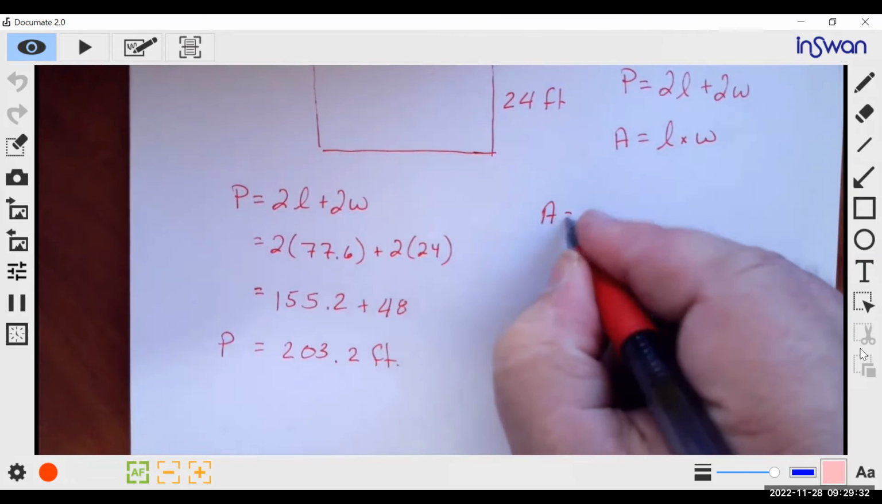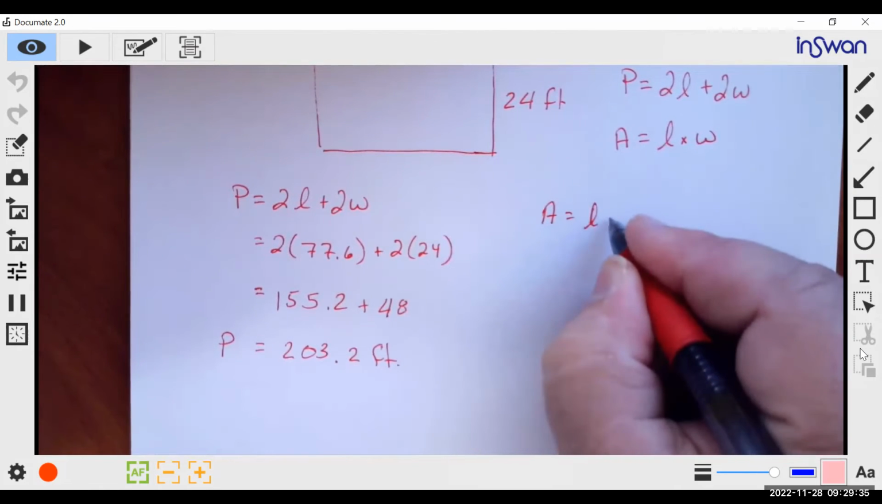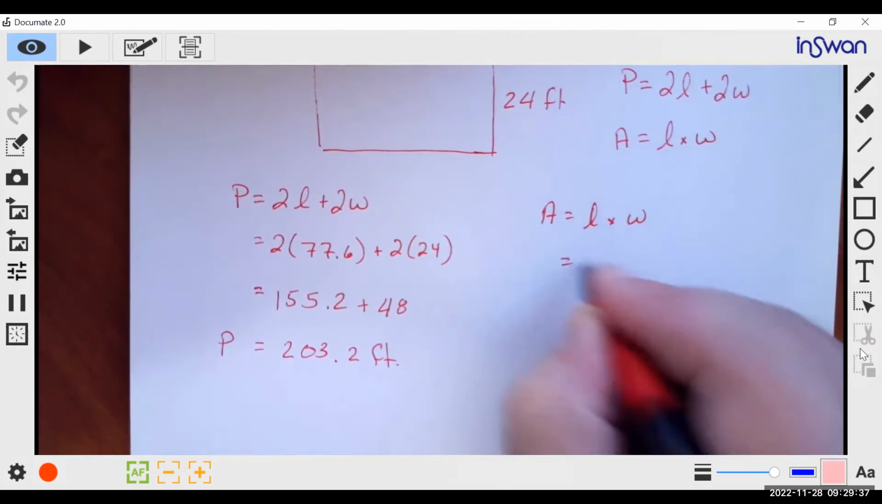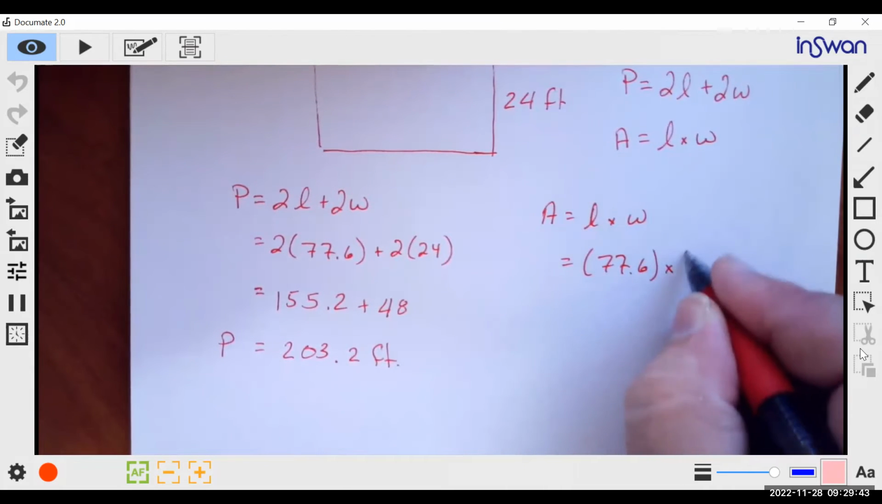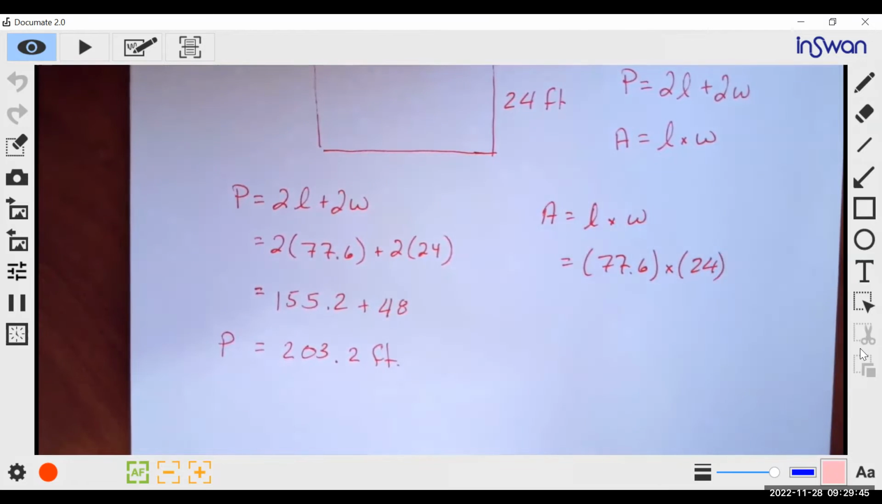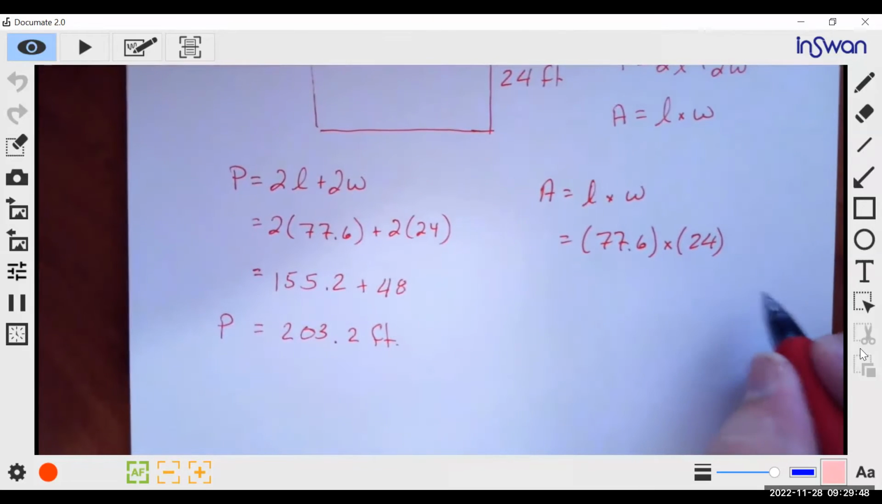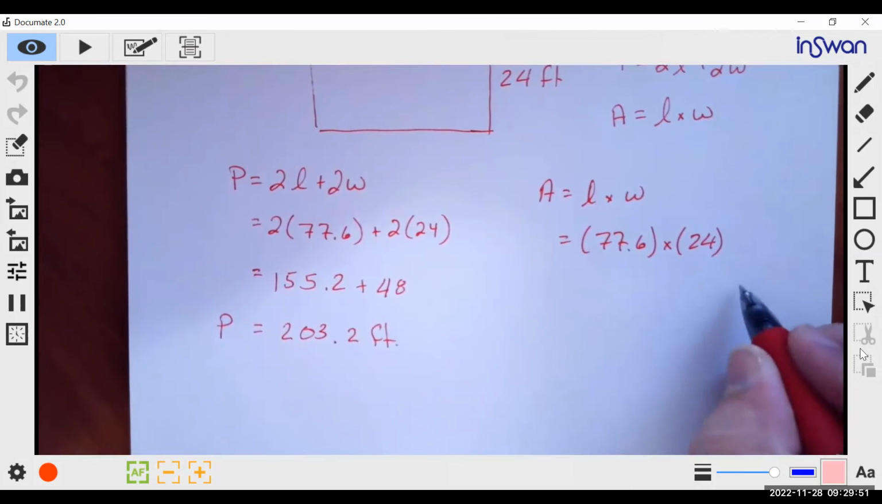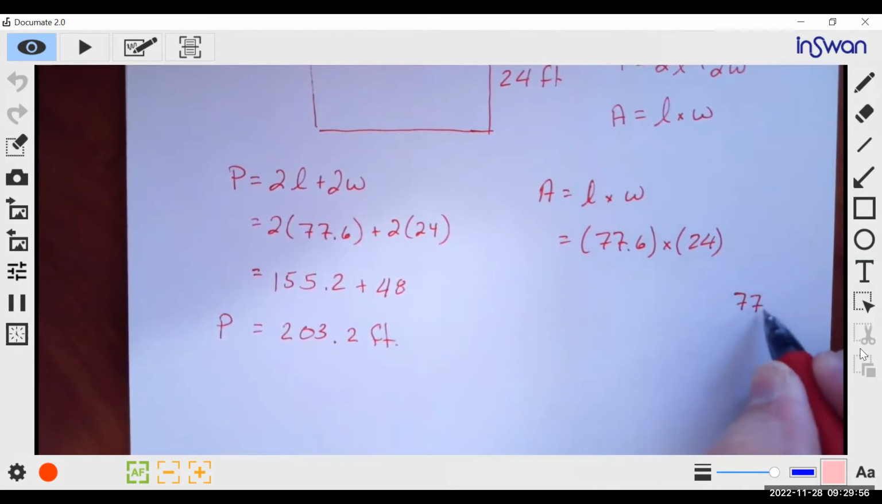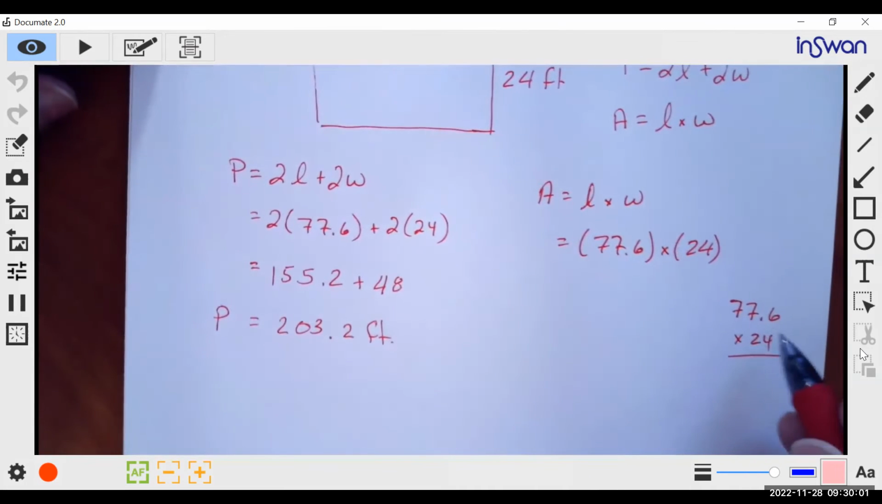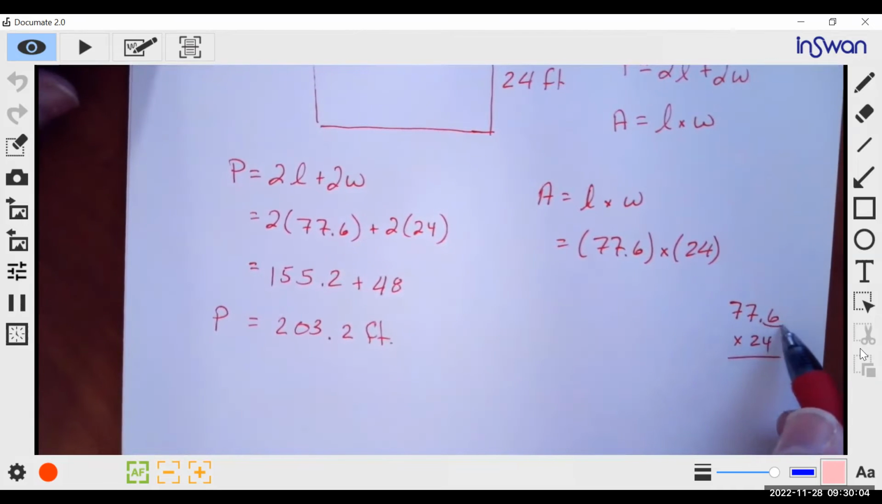The area is length times width. So it's 77.6 times 24. When you multiply decimals, it's easier if you get rid of them first and then put them back at the end. So I'm moving it over one space. So I have to put back one decimal place at the end. 776 times 24.